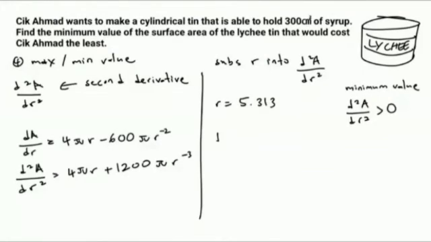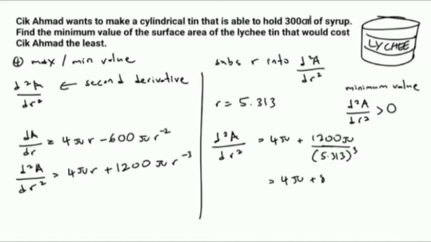Back to our answer, d squared A over d r squared equals 4 pi plus 1200 pi over r cubed. Then, we only need to solve it. 4 pi plus 8 pi, we got 12 pi. So, the second derivative is greater than 0, right? So, it is a minimum value. The final answer for the minimum value is 12 pi. Easy, right? So, thank you guys for watching.